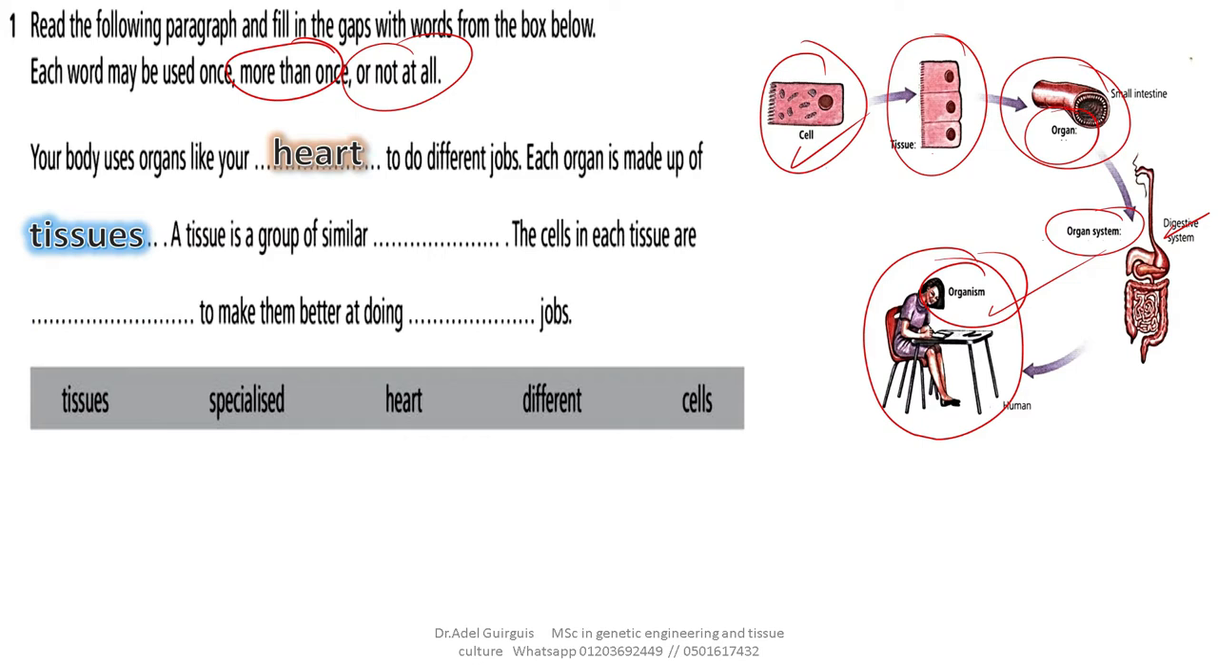A tissue is a group of similar cells, like this tissue here, similar cells. The cells in each tissue are specialized to do a certain job, like epithelial tissue for absorption, blood supply to bring oxygen to tissues. So the cells in each tissue are specialized to make them better at doing different jobs.